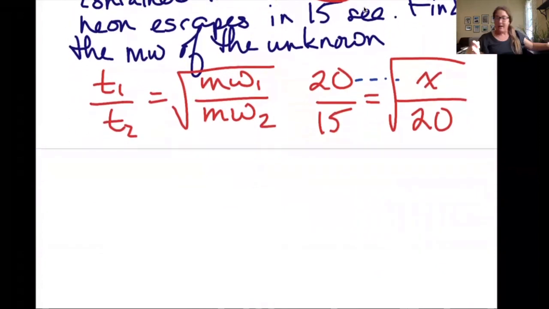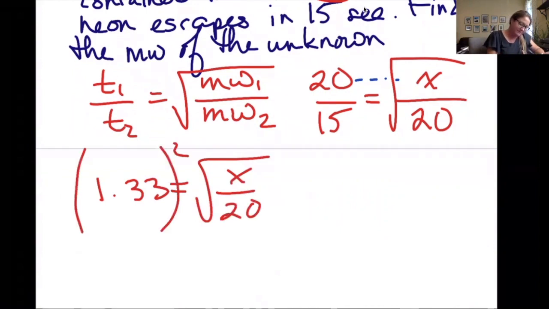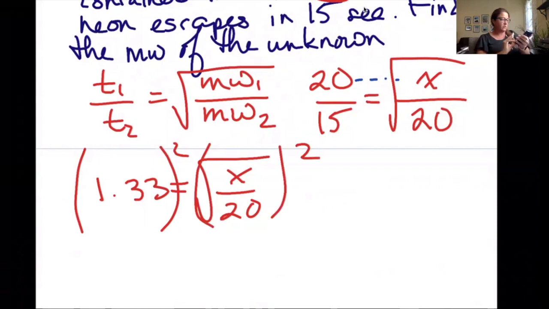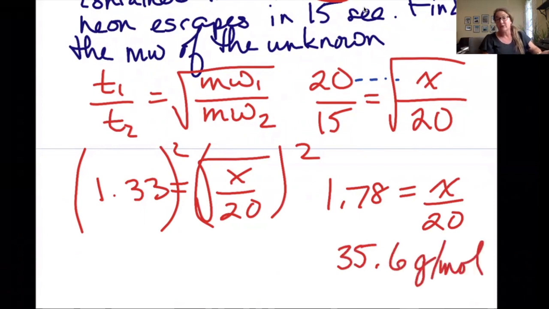Okay, so now I'm going to divide 20 by 15. 20 divided by 15 gives me 1.33 equals the square root of X over 20. To get rid of that square root, I'm going to square both sides. 1.33 squared, I have 1.78 now equals X over 20. Cross multiplying gives me a molecular weight of 35.6. The units of molecular weight, if you want to include them, are grams per mole.